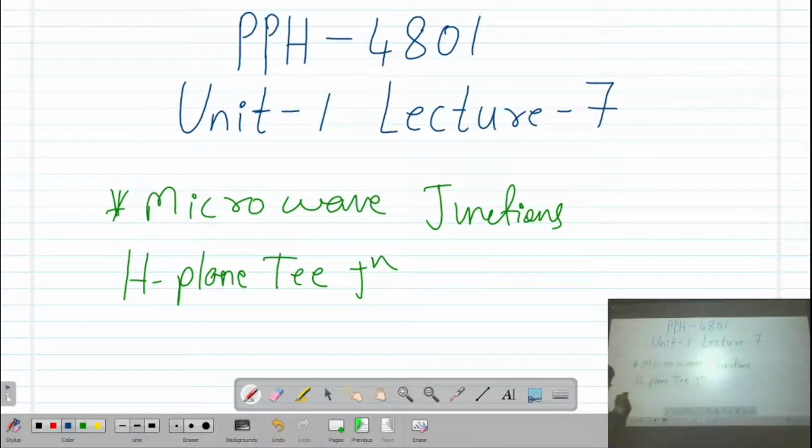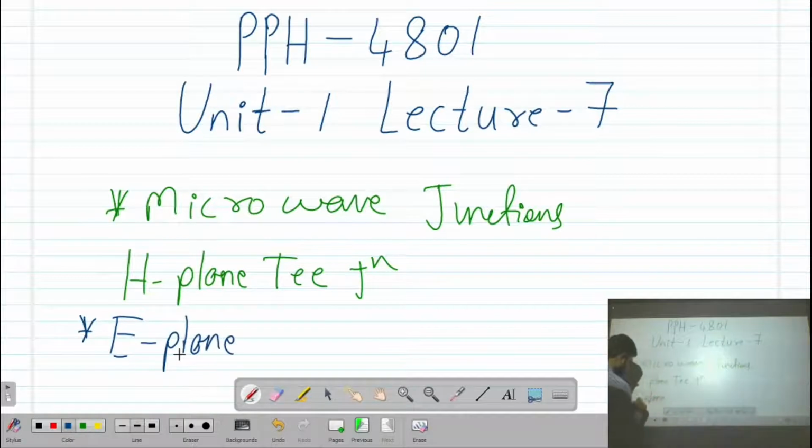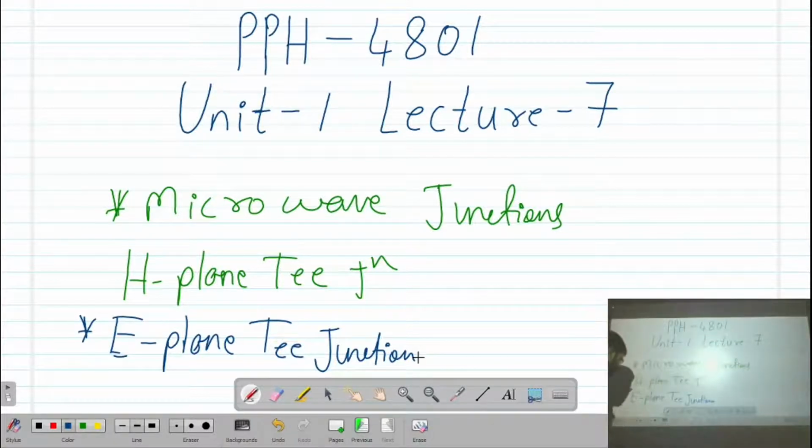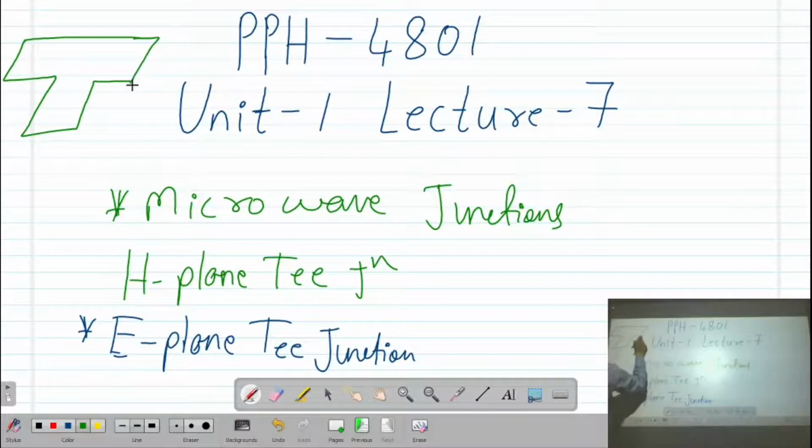We are going to see E-plane T junctions. Now what is the difference between H-plane T junction and E-plane T junction? In H-plane you have a side arm connected like this, right? You have a side arm connected like this.